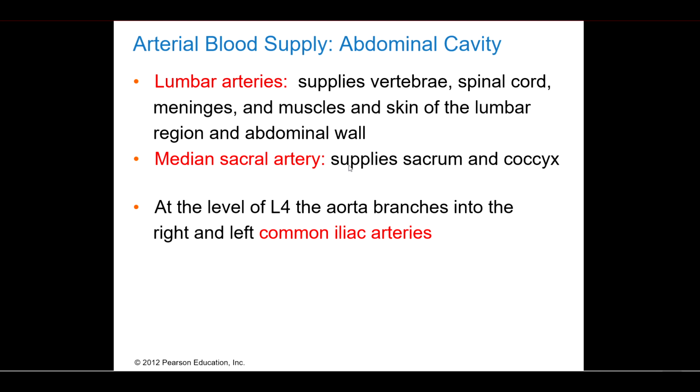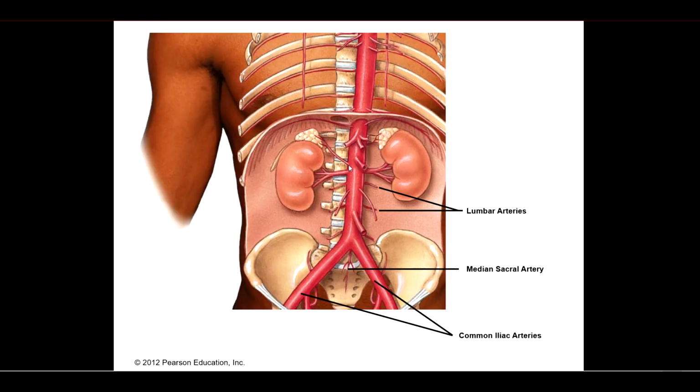Now, about the level of L4, L5, the aorta is going to end, and it's going to divide into two large blood vessels known as the common iliac arteries. Okay, so we can see here I labeled them. This is about the level of L4, L5. This would be the right common iliac, right to there, and then the left common iliac right to there. We're going to see that these are major feeds of blood to the pelvic organs here, and even into the lower limbs.